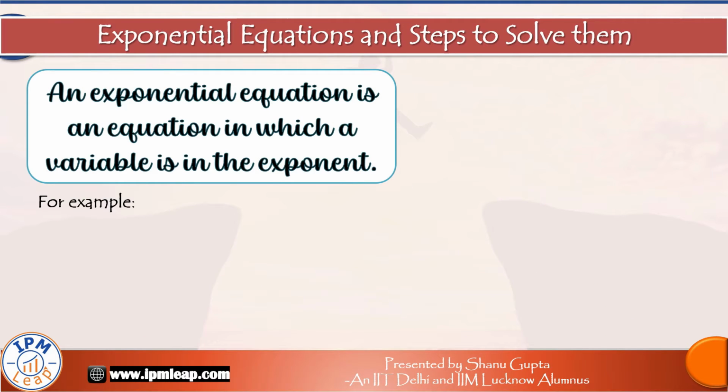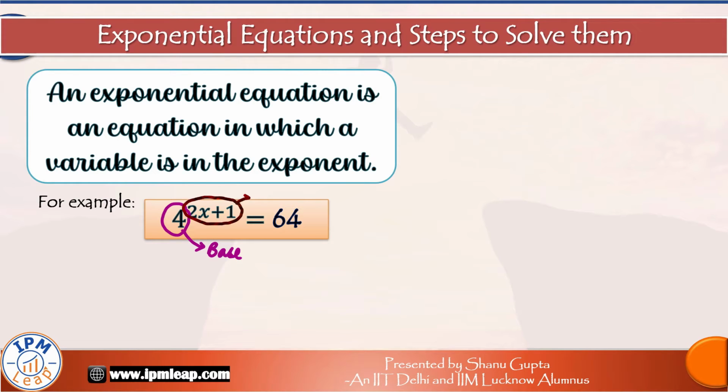First things first, what do we mean by the term exponential equations? Well, an exponential equation is an equation in which a variable is in the exponent. For example, look at the following equation. 4 raised power of 2x plus 1 is equal to 64. We know that in such numbers, this is called the base, while this number is called the power or the index or the exponent. Clearly, the base, the number 4, is a constant and the variable x is a part of exponent. So such an equation is called an exponential equation.